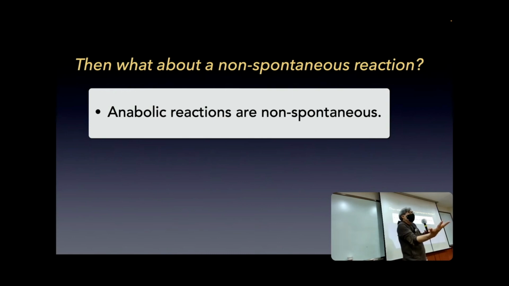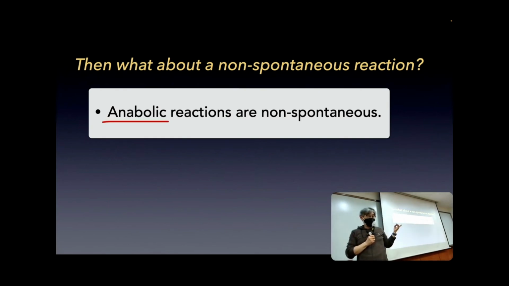Now, a non-spontaneous reaction, like this anabolic reaction. You have a totally different problem you have to solve. This is not going to happen. It's not supposed to happen because it is a non-spontaneous reaction. How are you going to do this?